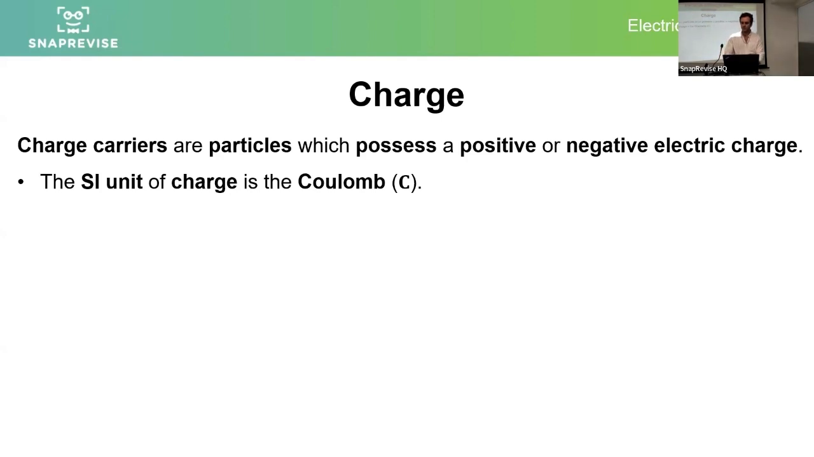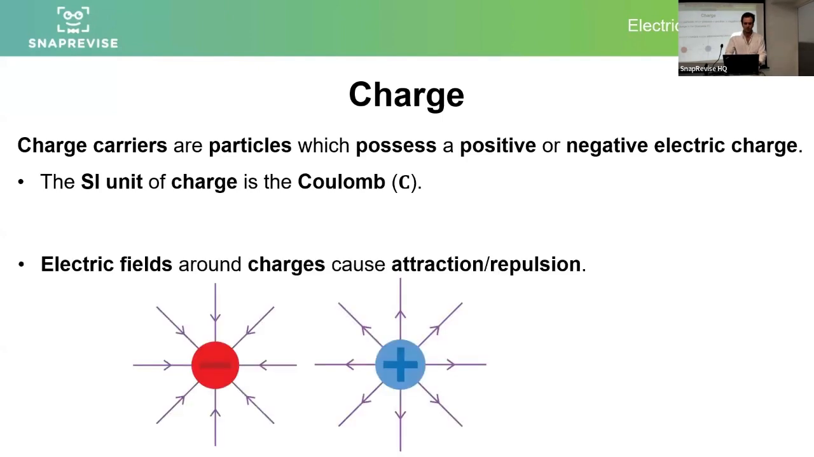And so begins the story. And then if you have a charge that's moving, it generates a magnetic field as well as an electric field, and all hell breaks loose. So charge carriers are particles which possess a positive or negative electric charge. Not all particles are charged, of course. You can have plenty which are neutral, and they don't have electric fields and they don't generate magnetic fields.